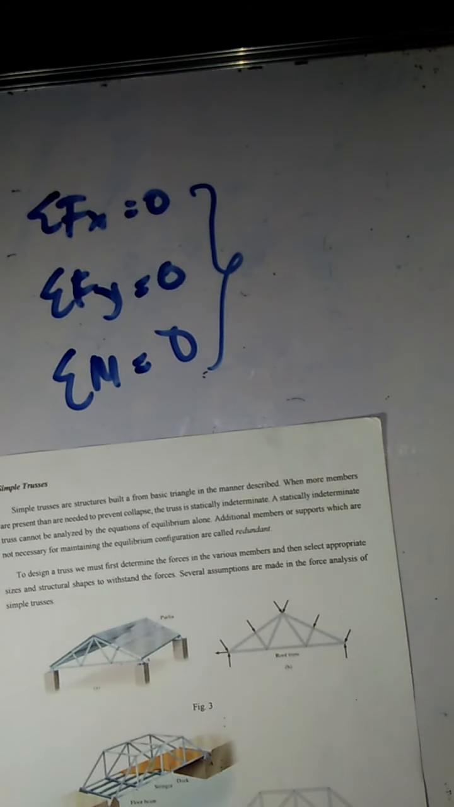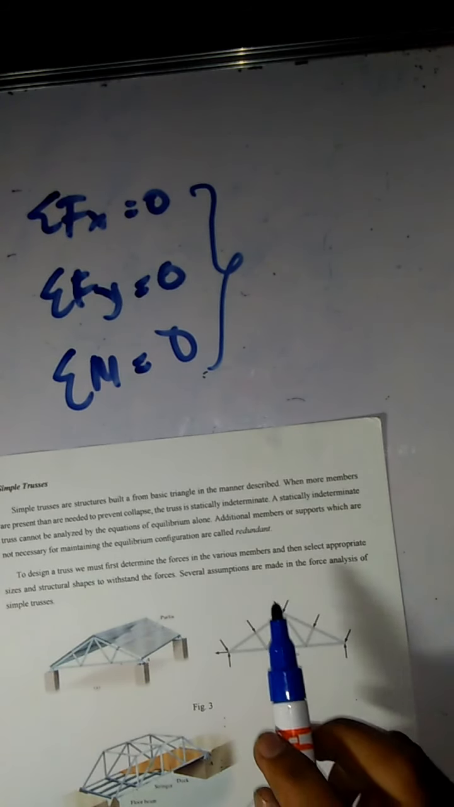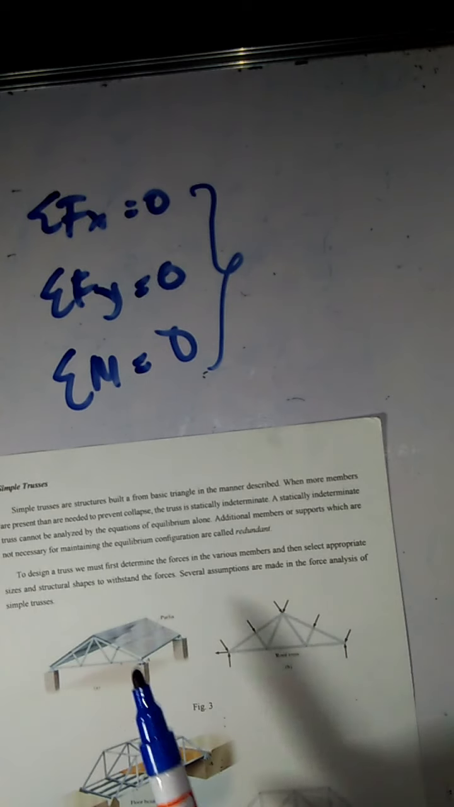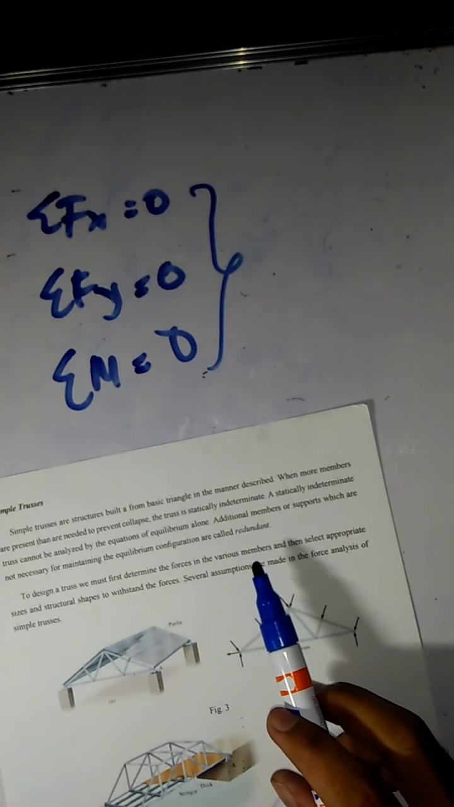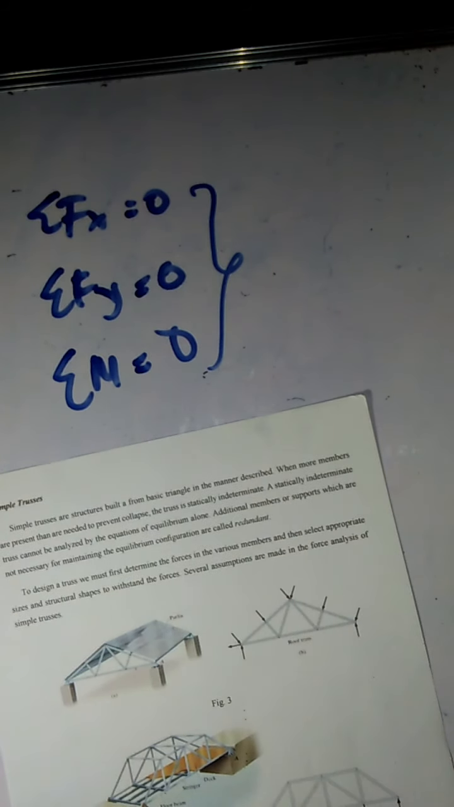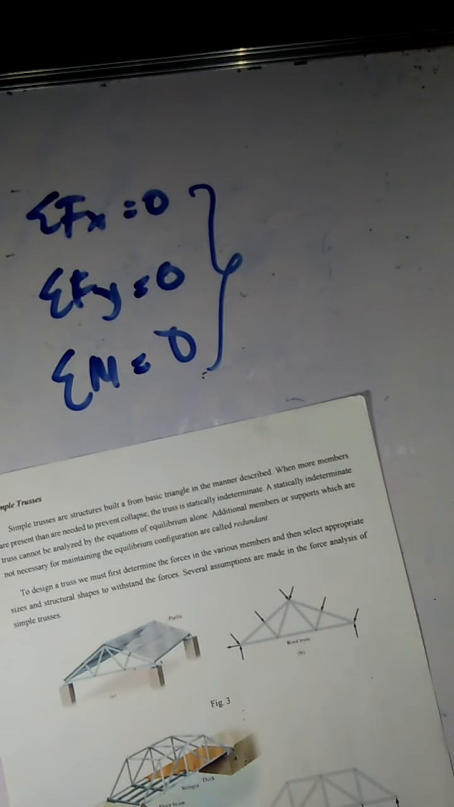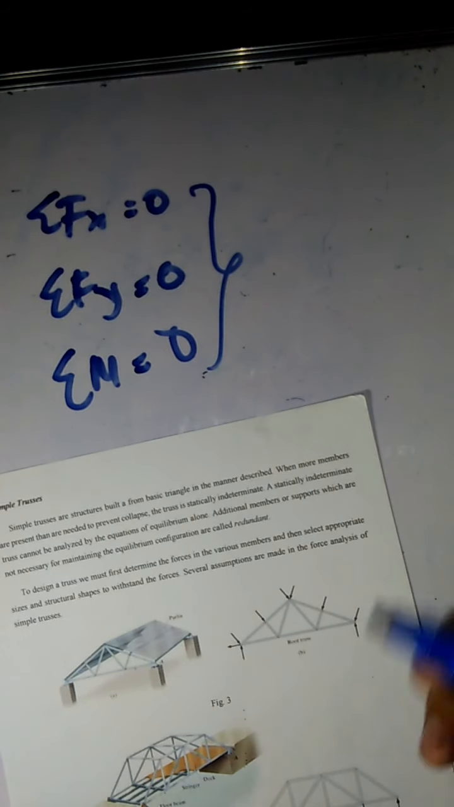Okay? So, additional members or supports which are not necessary for maintaining the equilibrium configuration are called redundant. Okay? Redundant. So, itong redundant din na ito, makikita din ninyo yan sa future subjects or future courses ninyo, but we will not be opening this up because it is already out of our topic.